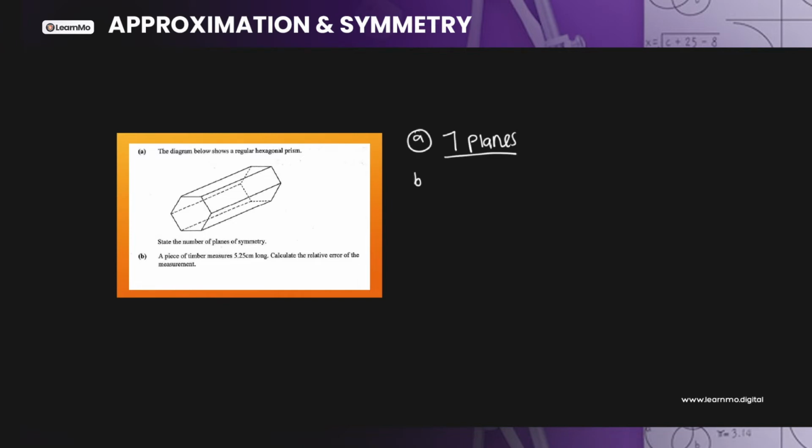B is saying a piece of timber measures 5.25 centimeters long. Calculate the relative error of the measurement. So relative error is calculated as: relative error is equal to absolute error over true value.